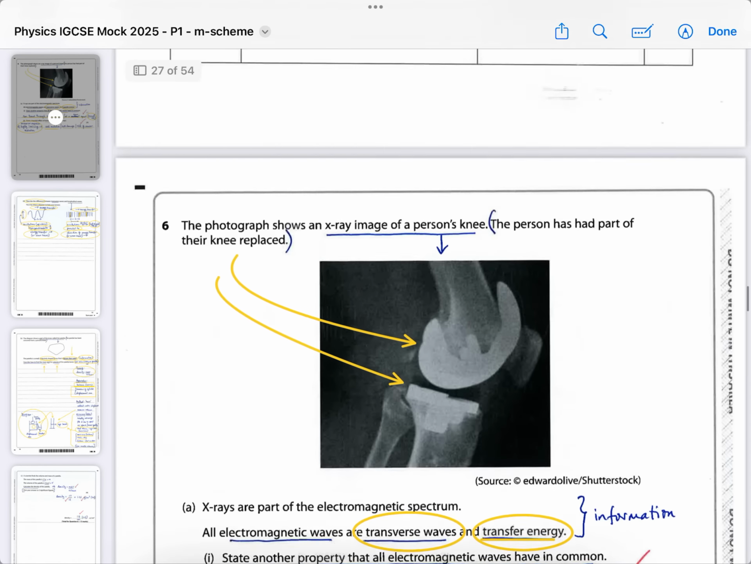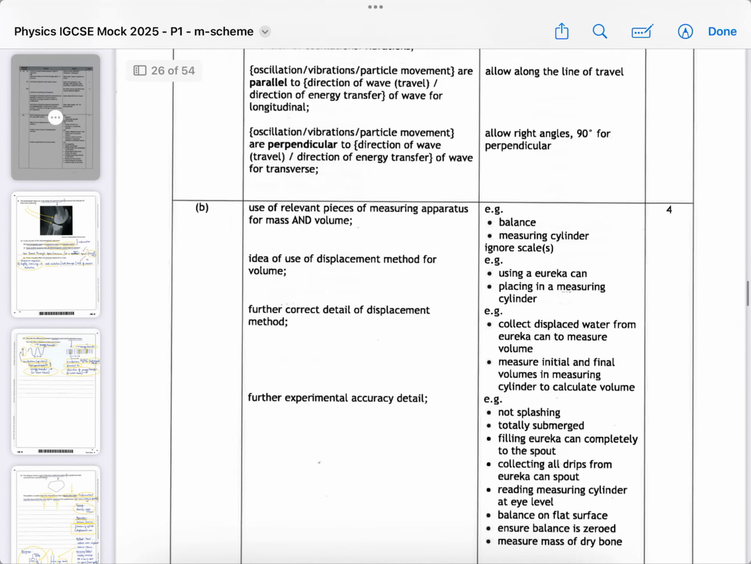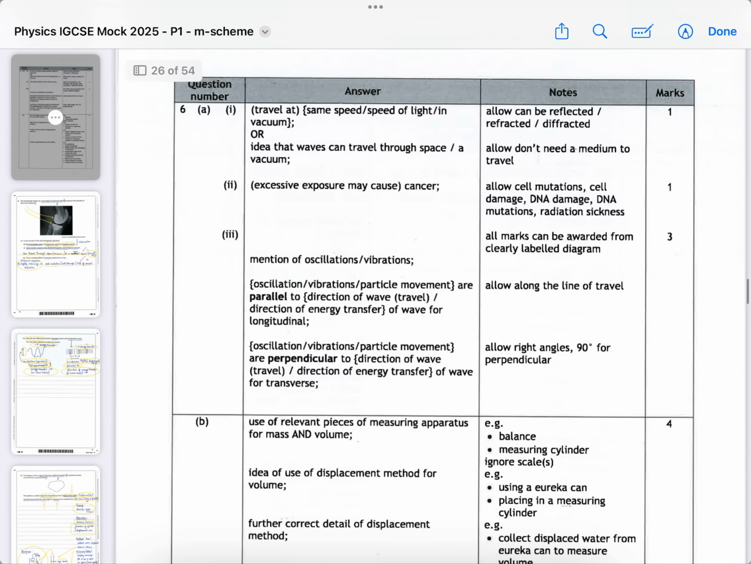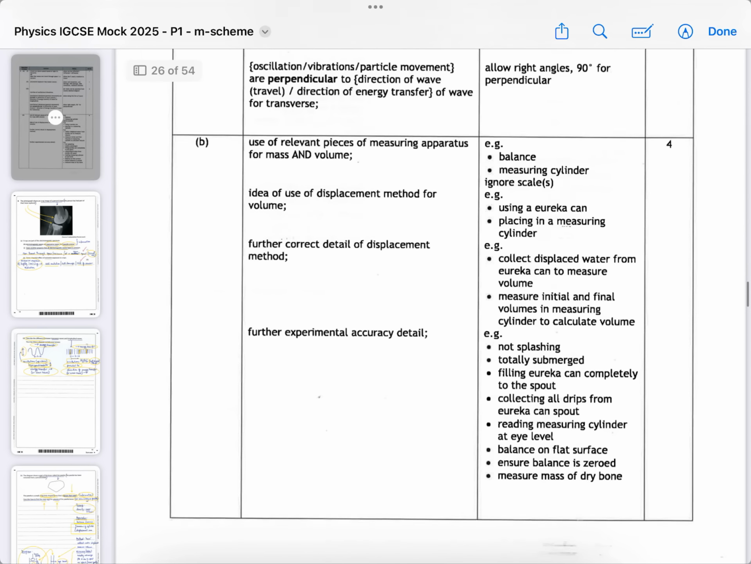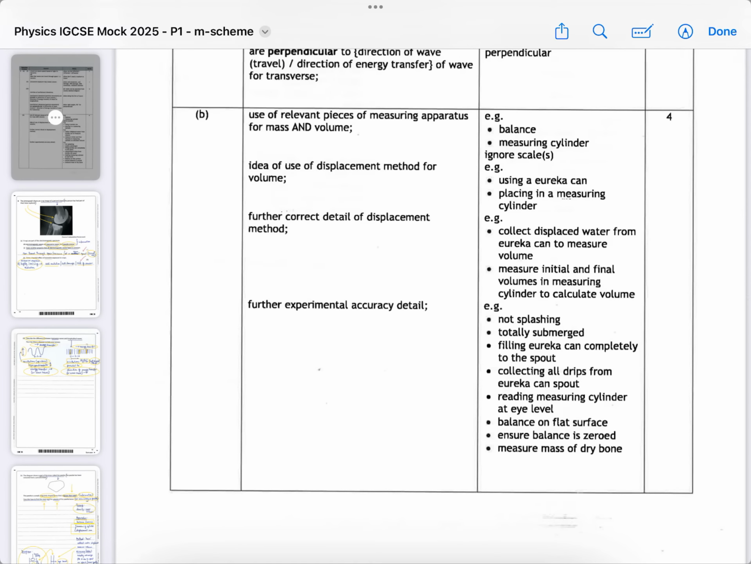Way before. Let's see. All right, so 6A was about the waves. So you can stop the video, have a look at your own answers, see the notes that they put in for the 6A part 1, 2, and 3. Part B is the method that we're just going through. Yeah, and they're giving you all the notes.